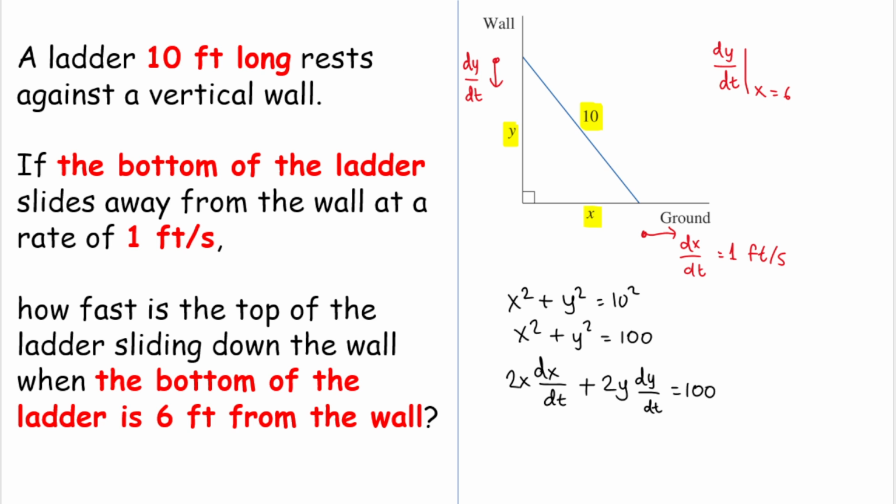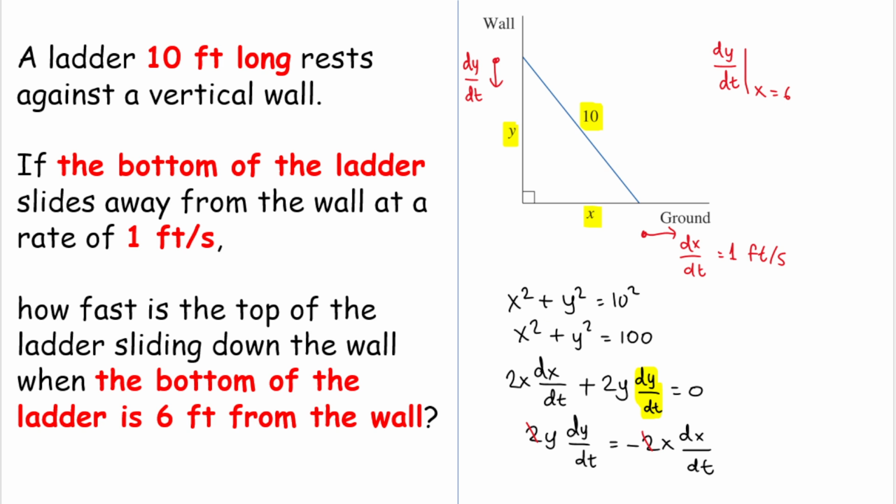Good. Now the question is asking us about dy over dt. So we need to isolate this. Oh, this one is not 100, but 0, right? The derivative of 100, because that is a constant, will be 0. Okay, so we need to isolate this. So we will write it like this, 2y dy over dt here is equal to minus 2x dx over dt. We can divide both sides by 2, so both of these 2 are cancelled.